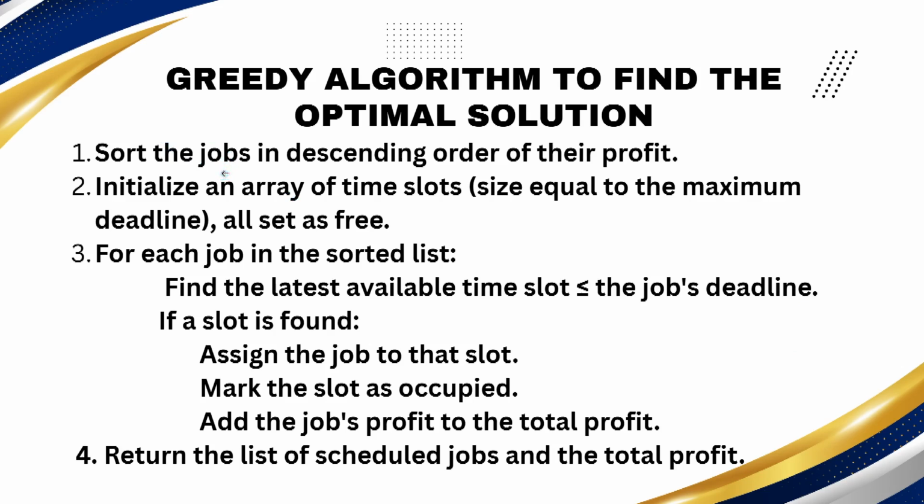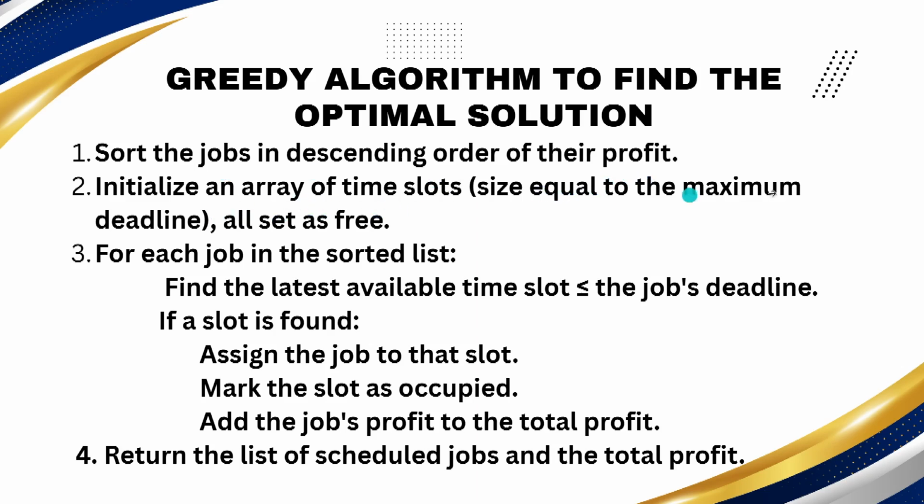So, this is the greedy algorithm that we use for proposing the solution for the job sequencing problem. First, we sort all of the jobs in decreasing order of their profit, and then we initialize an array of time slots.